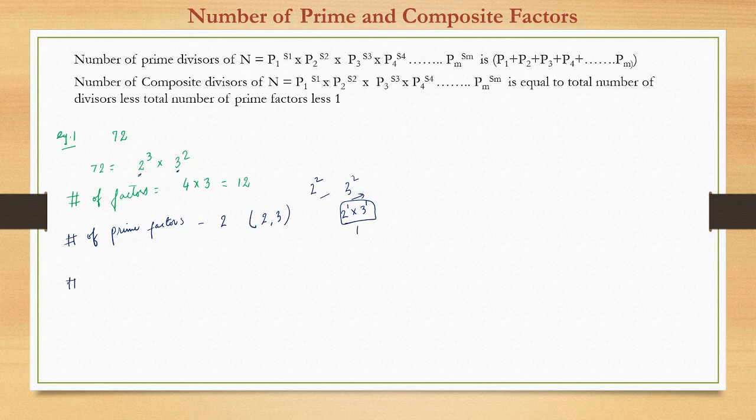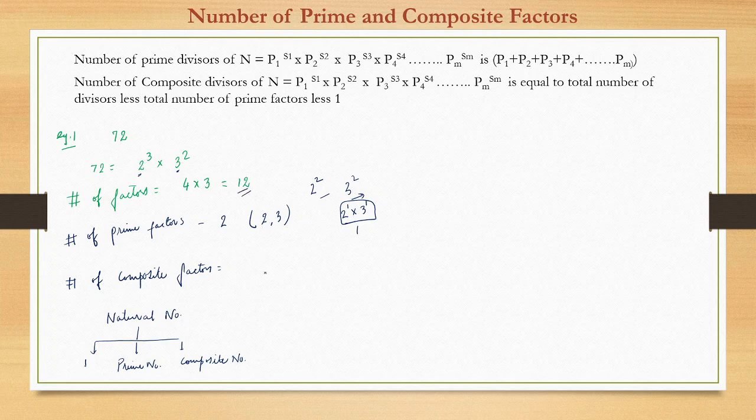Okay, so now the number of composite factors. How much do we know? Any natural number can be classified into three categories. One would be 1, another would be prime number, and the third would be composite number.